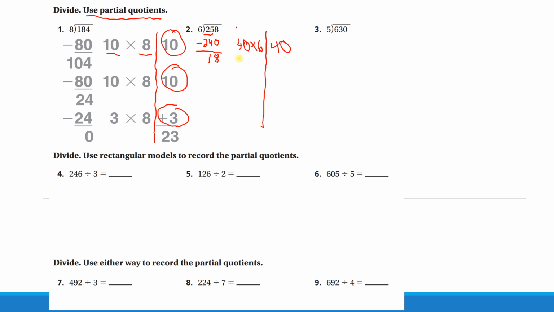Well, we can jump again. 3 6s, ooh, that's an ugly 3. 3 6s. So again, on my separate problem over here, 3 6s, that's going to give me 18. And 18 minus 18 is 0. So I come over to my partial quotients. I was able to jump ahead quite a bit. 40 plus 3 is 43. So my final answer here is 43.